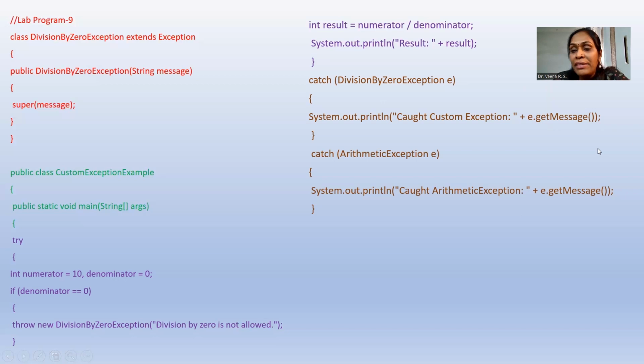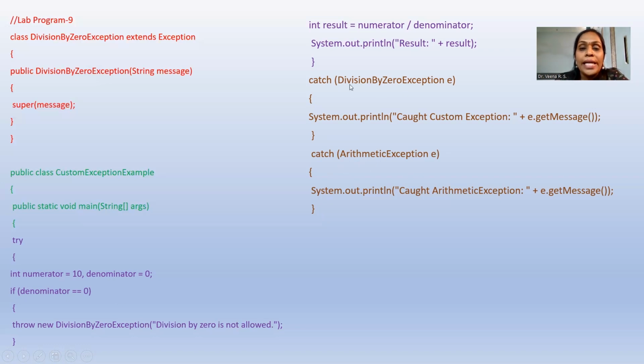getMessage is a predefined method for any object of type Exception, which will display the message. That is, whatever message is given to the superclass constructor will be displayed on the screen. And you can also have multiple catches following the try block, one try block followed by multiple catch methods. So I am also writing ArithmeticException.